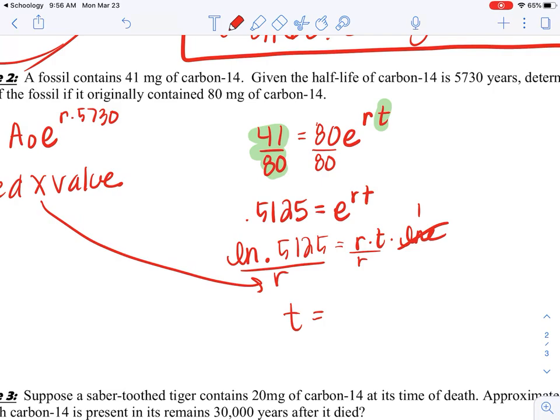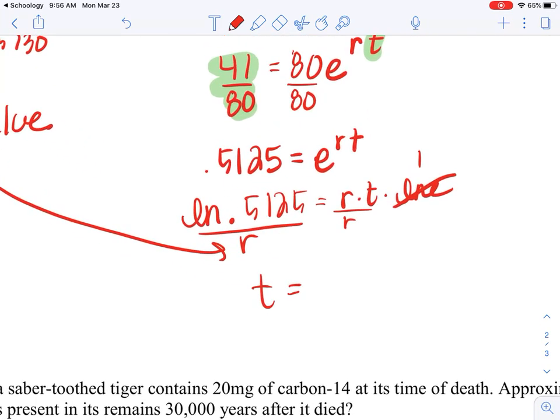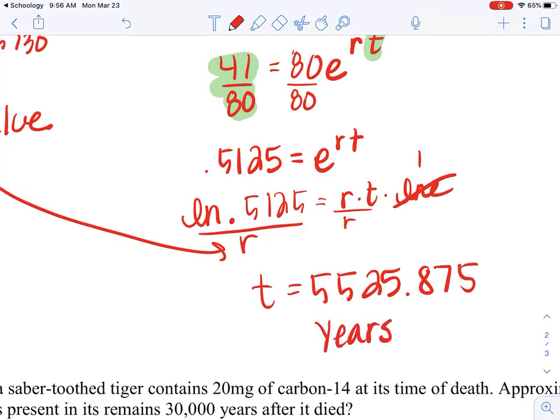Once again, we thought about this answer before we even put it in our calculator. We know that it's going to be pretty close to 5,730 years because it's almost half left. You should get 5,525.875 years old.